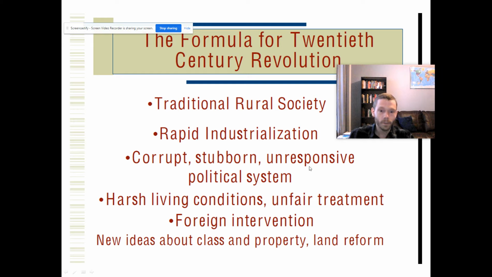A corrupt, stubborn, and unresponsive political system. We see this in China. We see this in Russia. We see this in many cases in Germany. It allowed for the Nazi Party to actually rise in the first place. We see it in Italy. We even see it in the United States.